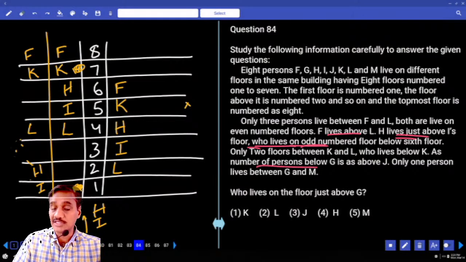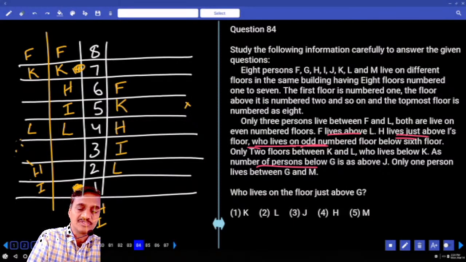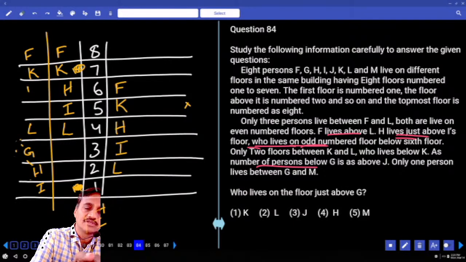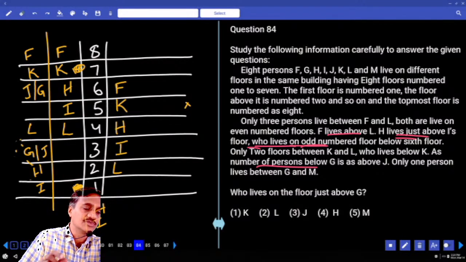And as many number of persons below G is same as J. Below G and above J there must be equal. Now if G is here and 2 persons below G, 2 persons above J. Or if G is here, J will be here. And there are the 2 possibilities. G or J, G or J. They are equidistant from either end. Then tell me who is the person left over? M is the person left over.